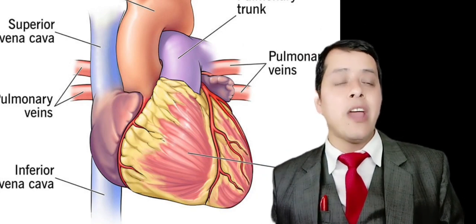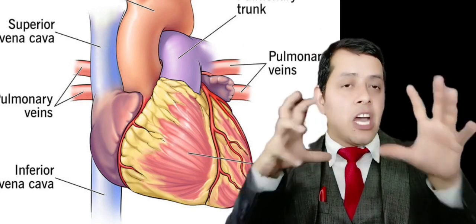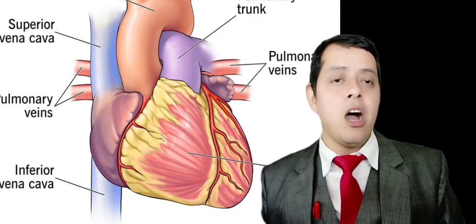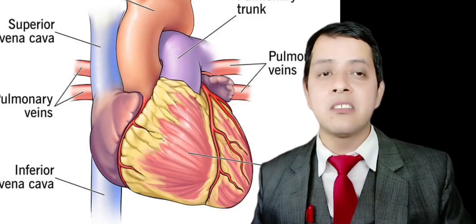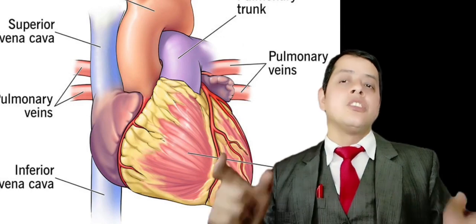Similarly, if you talk about veins, they are the blood vessels that bring blood to the heart. Except pulmonary veins, all others bring impure blood. So that's what you understand.